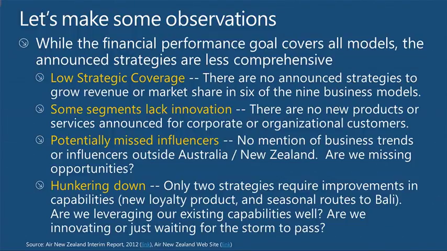Okay? They've announced lots of changes for individuals. You can get a more comfortable seat, you can buy certain flexible tickets, but nothing for large organizations. What would that say? Maybe there's an opportunity. Okay? This is where business architecture says potentially missed influencers.